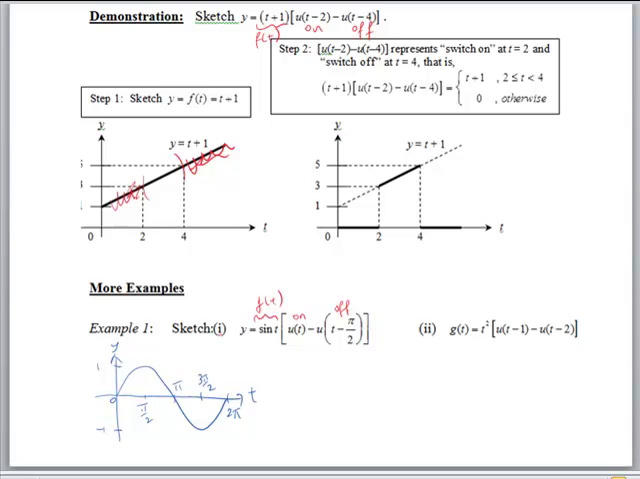So according to this, I'm supposed to turn on at 0. Turn on at 0 means to start at the y-axis. Turn off at pi by 2. So stop at pi by 2. So start from the y-axis and turn off at pi by 2. So before that, it's off, and after pi by 2, it's off.